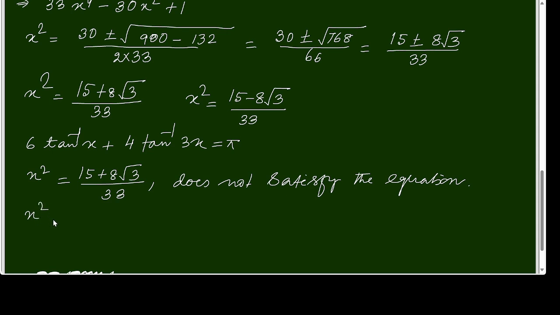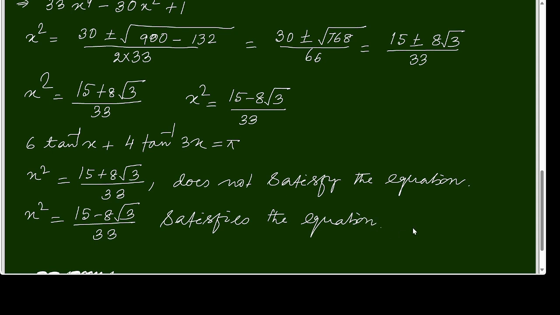But x square equals 15 minus 8 root 3 by 33 satisfies the equation. So x square equals 15 minus 8 root 3 by 33 is the answer.